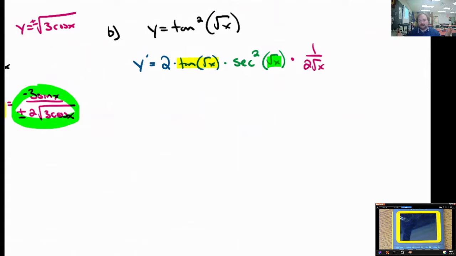And now you're done. Now you finally got your derivative all the way shaken out. There's a lot of simplification you can do with this. The only thing I noticed right away is that the 2's will actually cancel out. So your final answer will be tangent of the square root of x times the secant squared of the square root of x over the square root of x.